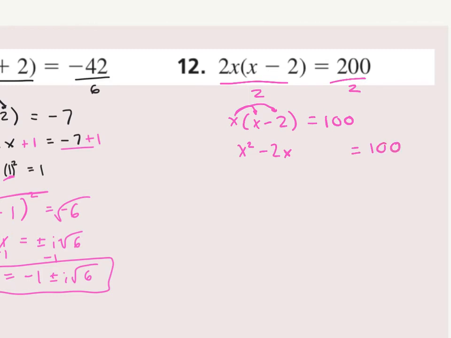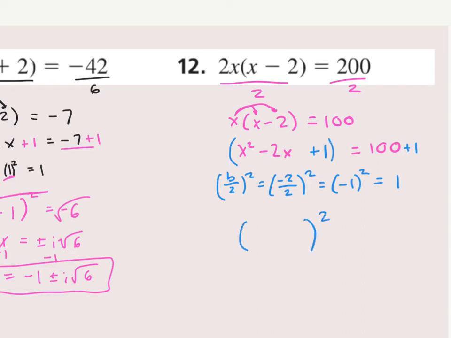We need to find out what goes in the blank to complete our square. So we have b over 2 squared. Our b is negative 2. So this is negative 2 over 2 squared, which is negative 1 squared, which is 1. So we need to add 1 on our left side of the equation, which means we need to add 1 on the right side.